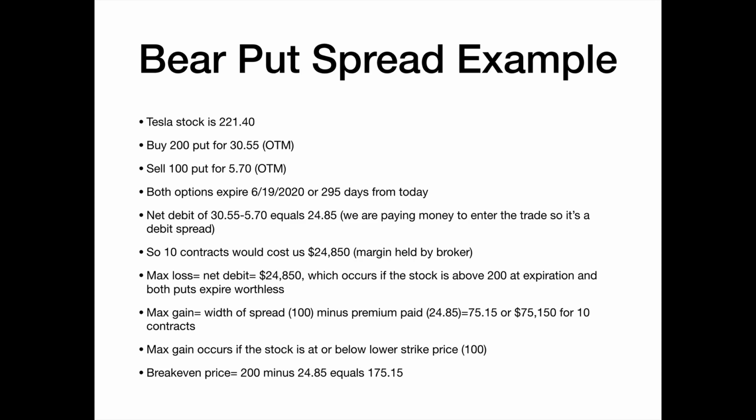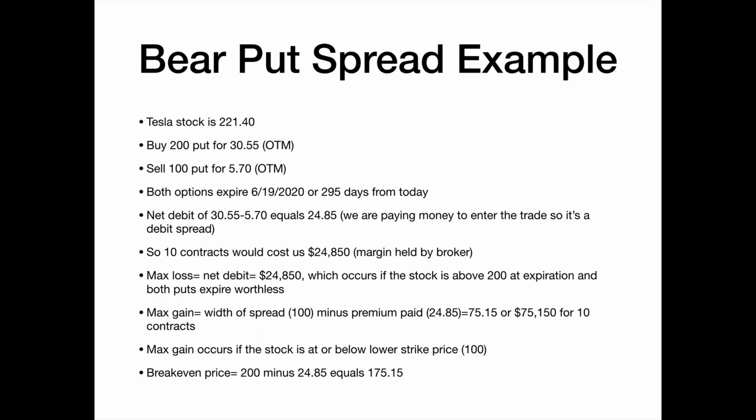Now, the nice thing, just like buying a put option, when you buy a put spread, the max loss is just equal to that initial cash outlay, that initial net debit to your account. So in this case, $24,850. This will occur if the stock is above that top strike price at expiration. So if Tesla is at 200 or above, both of these puts will expire worthless, and we'll lose that net debit that we paid.